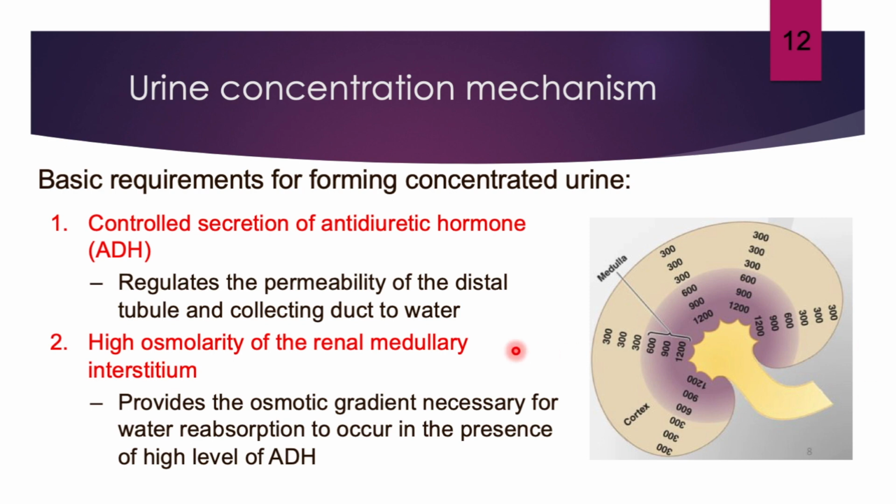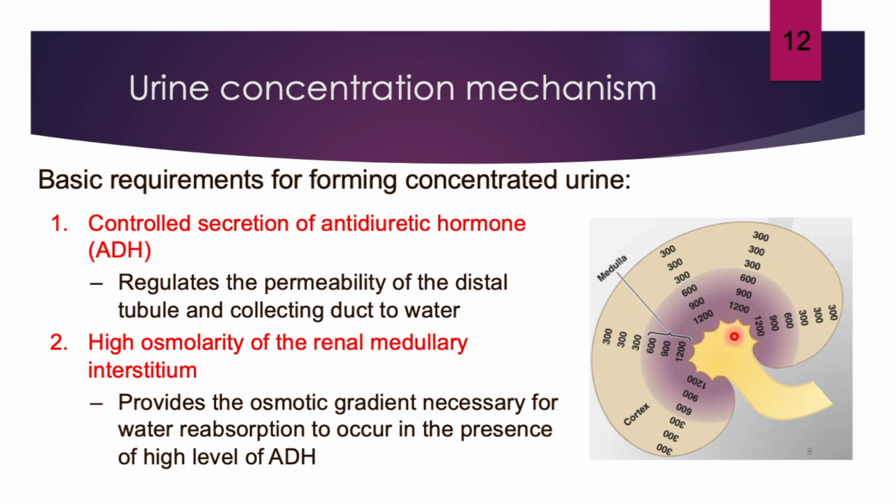Water reabsorption hence will allow the production of concentrated urine. The second requirement for forming concentrated urine is the high osmolarity of the renal medullary interstitium. The high osmolarity in the medullary interstitium may provide the osmotic gradient that is necessary for water reabsorption to occur in the presence of high level of ADH. Notice that from the cortex to the papilla, there is osmotic gradient with higher osmolarity towards the papilla. The osmolarity in the cortex is similar to the normal ECF osmolarity, which is 300 milliosmol per liter, and the osmolarity is increasing until it reaches 1,200 milliosmol per liter at the papilla.